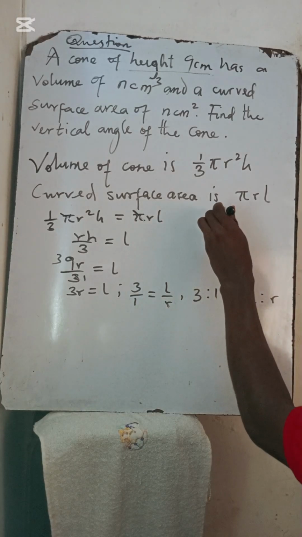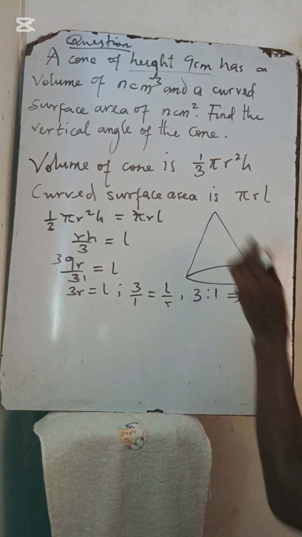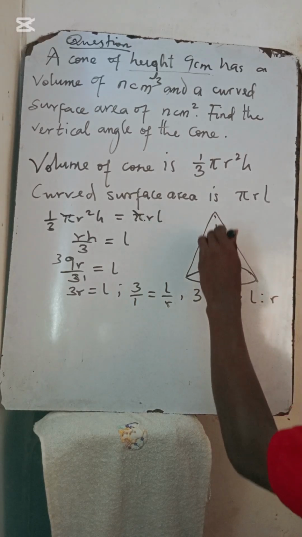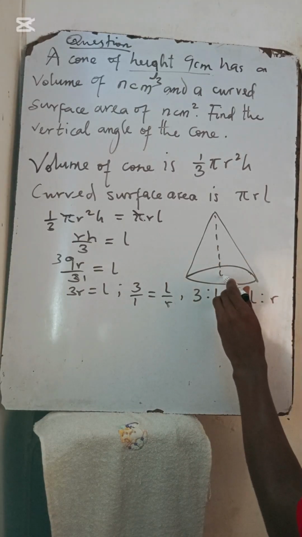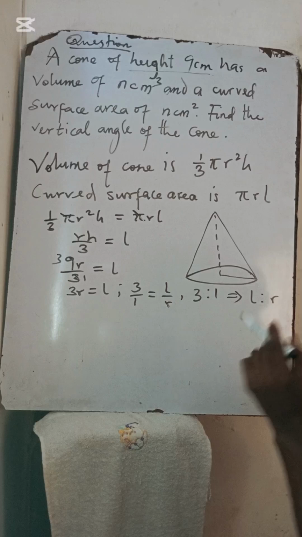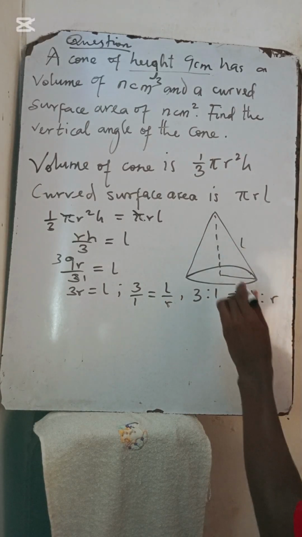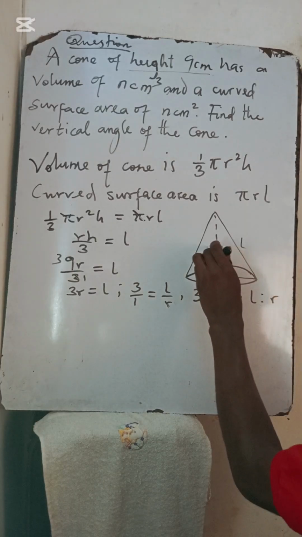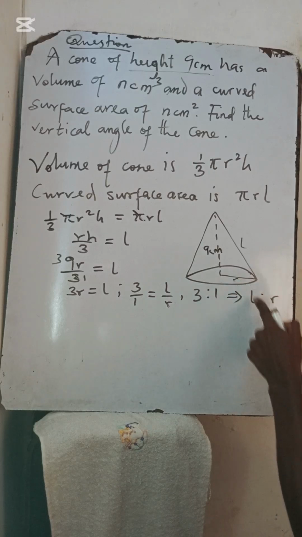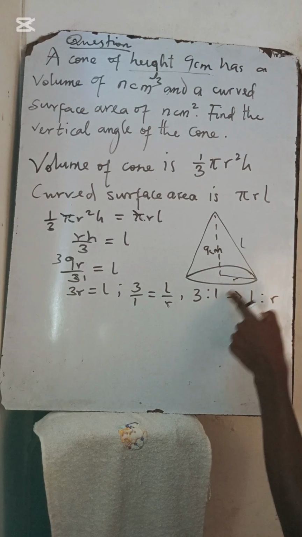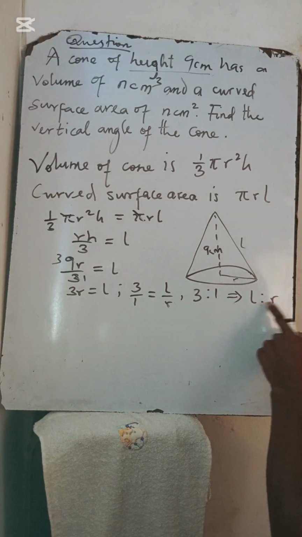Now let me bring out the cone shape. So this is a cone, and according to this cone, the height is 9 centimeter and the radius is r. Don't forget, the slanting side is also L. This is the radius r, and this is 9 centimeter. So we don't jump to conclude that 3 is for the slanting side and 1 is for the radius.